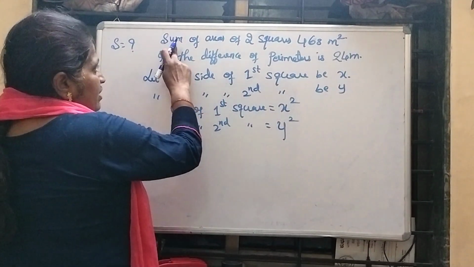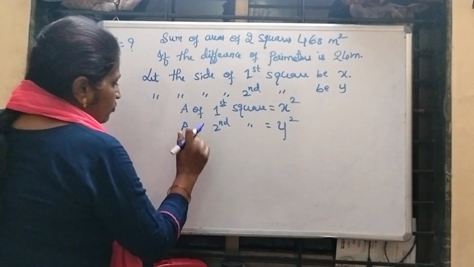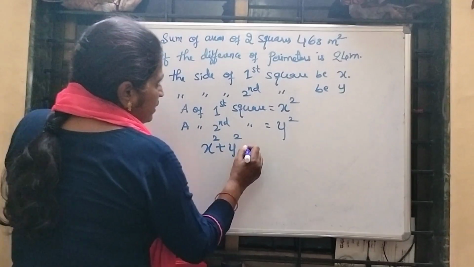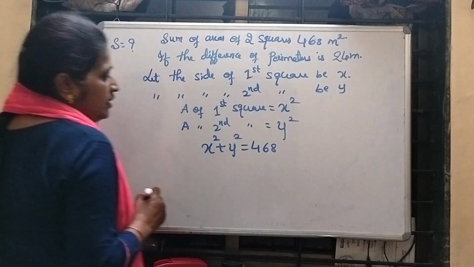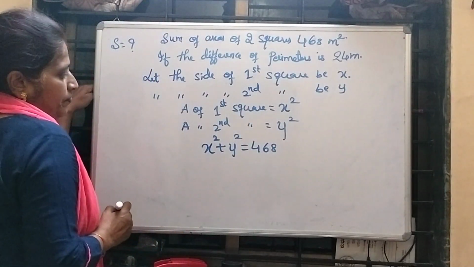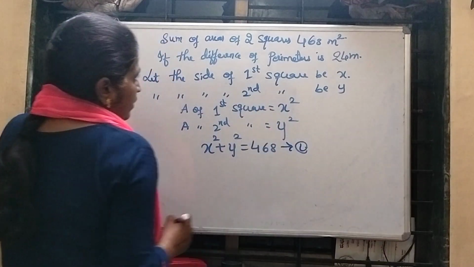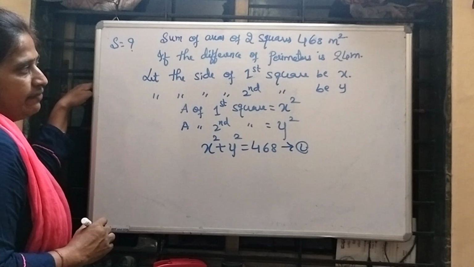Now what they have given: the sum of areas of two squares. That means x square plus y square is equal to 468 meter square. You can take this as the first equation. Next, what they have given is perimeters. Anyhow, we know that the sides are x and y.